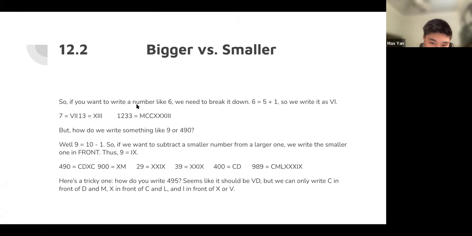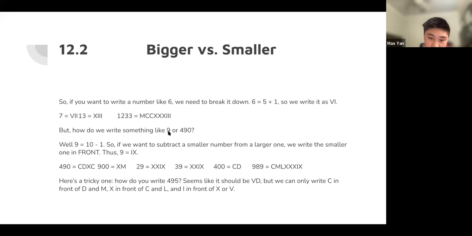So if we want to write a number like 6, we can break it down. 6 equals 5 plus 1, so you write it as VI. 7 is equal to VII, 13 is equal to XIII, 1233 is equal to MCCXXXIII.